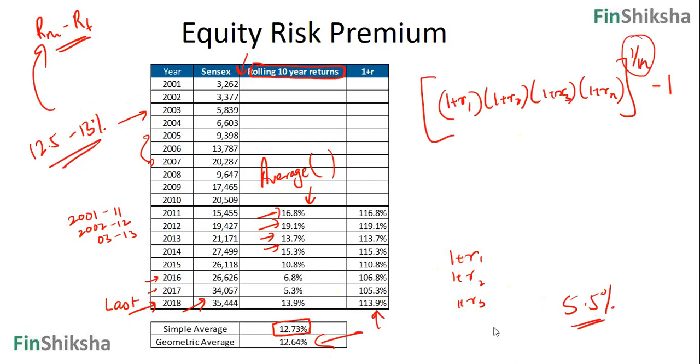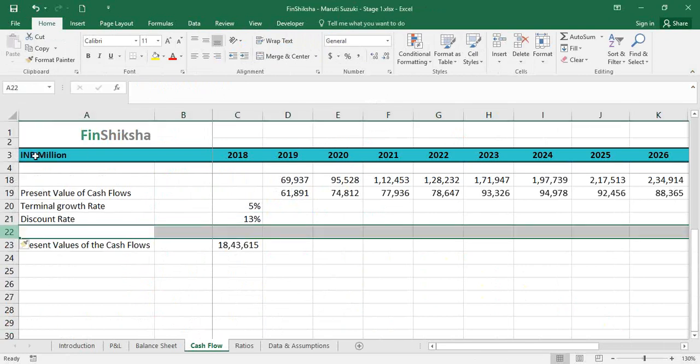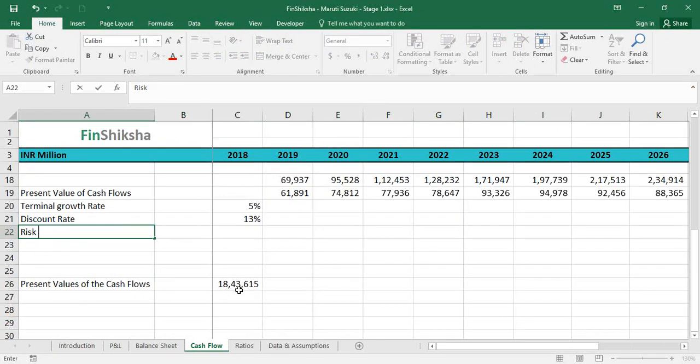Can I put these numbers in? I will go to the Excel file. And I'm going to start putting in some of these numbers. Let's just insert 1, 2, 3 rows. I'm going to put risk-free rate. I'm going to put beta. I'm going to put market premium.